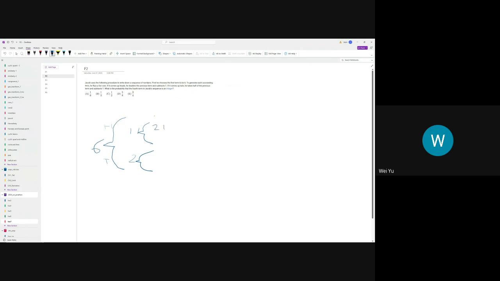So basically, we're just going to make a tree of all possible sequences he could take. So from 6, heads gives him 11 and tails gives him 2. From 11, a heads is going to give him 21 and a tails is going to give him 4.5. From 2, a heads is going to give him 3, and from 2, tails is going to get him 0.